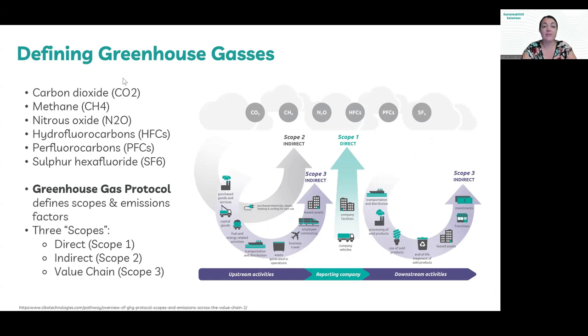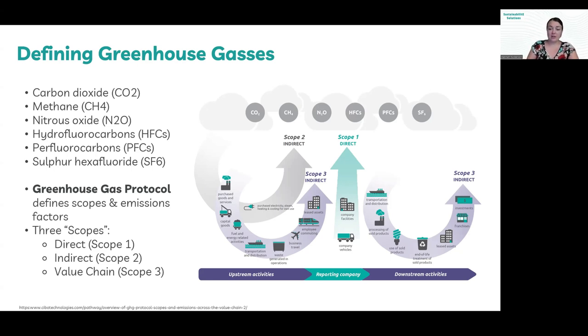Then we have our fluorinated gases. These are manufactured or synthetic gases: hydrofluorocarbons, perfluorocarbons, and sulfur hexafluoride. These are usually found in refrigerant systems or electrical equipment. So these are the six categories of gases that you're typically going to see in a greenhouse gas footprint.